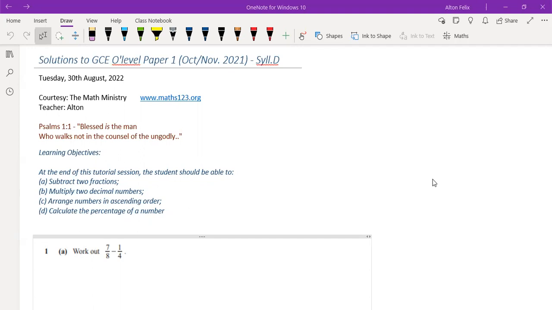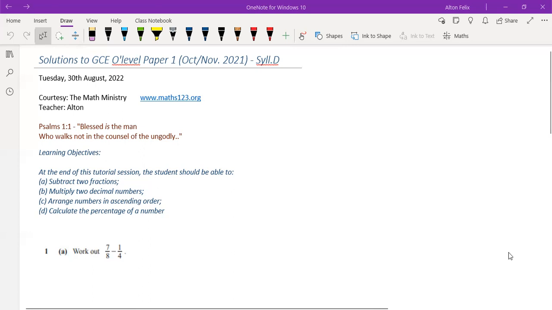And even as we focus today on this session, we're going to agree that at the end of this session, we'll be able to subtract two fractions, multiply two decimal numbers, arrange numbers in ascending order, as well as calculate the percentage of a number. So let's go straight into question number 1.